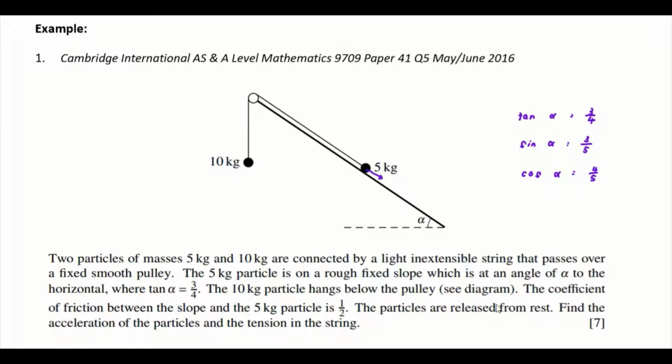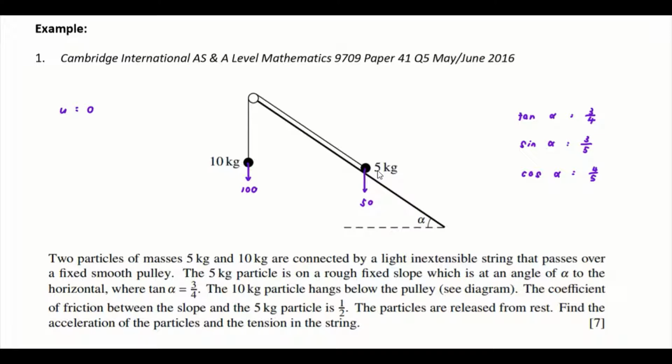The particles are released from rest, meaning that u is 0. The question wants us to find the acceleration and the tension in the string. It's a pretty standard question. Now let's label all the forces that we have. For the 10 kg particle, we have 10g here, which is 100. We have 5g here, which is 50.